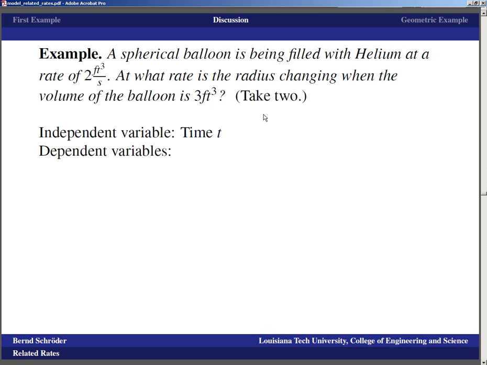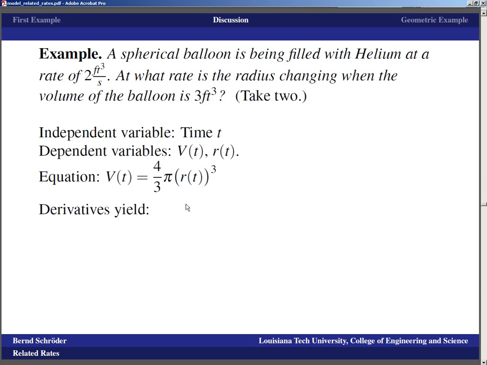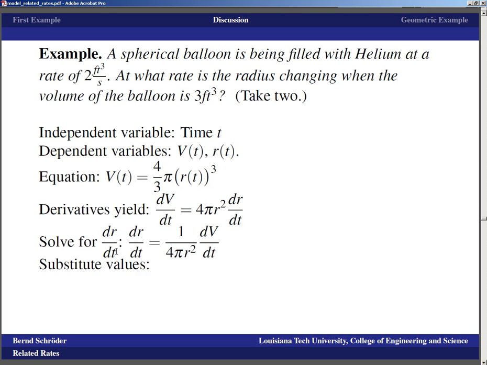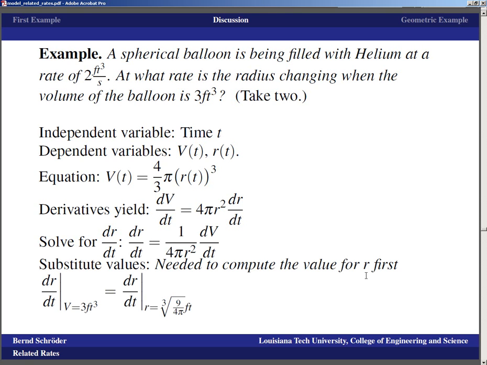The independent variable is time t. The dependent variables are volume depending on time and radius depending on time. The equation is the equation for the volume. The derivatives give us what dV/dt is, and if we solve for the quantity that we're interested in, we get an equation for dr/dt. Then we substitute values, but note that we had to compute the value for r first, so sometimes you have to do some more algebra, and that gave us dr/dt at V equals 3 cubic feet, which was ultimately the 0.1988 feet per second that we computed there. All right, so that was just a review.